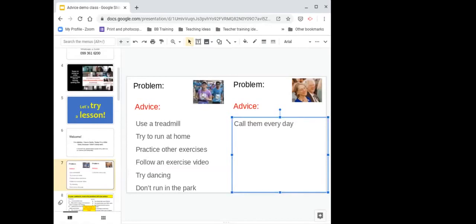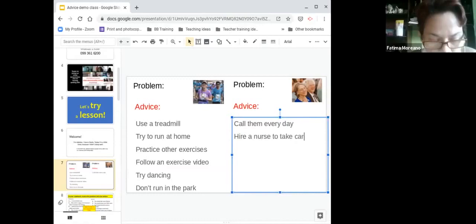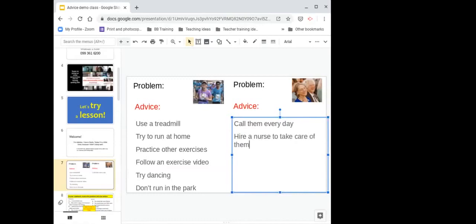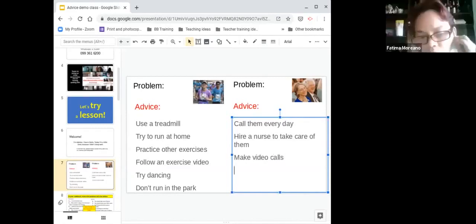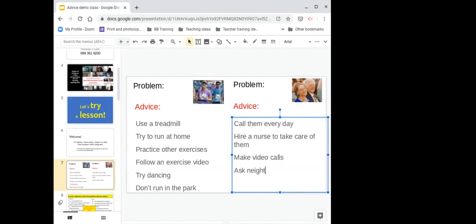Any more suggestions? Any more advice? Hire a nurse to take care of them. I think that's a very good idea if they are sick. Make video calls. Yeah. Look for help with your neighbors. Ask neighbors to help them. I think that's a very good idea too. I could call their neighbors and ask the neighbors to help.